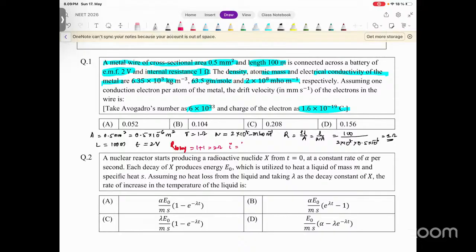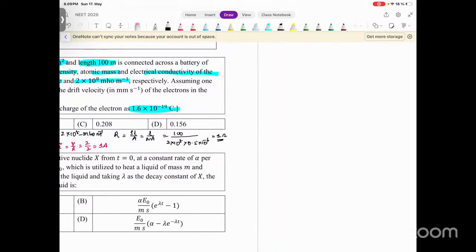So current will be I is equal to V divided by R. EMF is given as 2, resistance is also 2, so current will be equal to 1 ampere. Now you know the electron density formula, beta, isn't it? Electron density, these are basic formulas which the student should always remember. N is equal to rho into Avogadro number divided by molecular mass. Rho value is given as 6.35 into 10 to the power of 3, divided by molecular mass, that is 63.5 into 10 to the power of minus 3, and Avogadro number 6 into 10 to the power of 23.